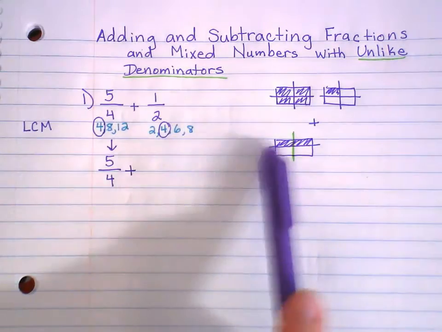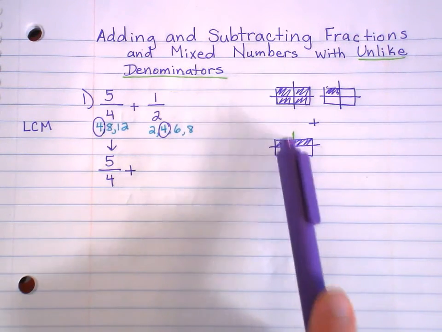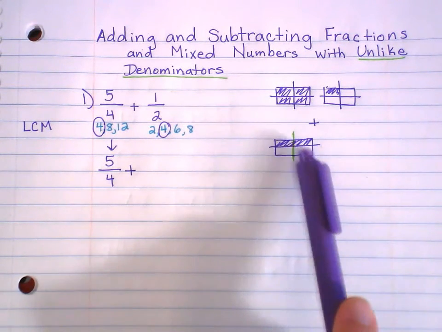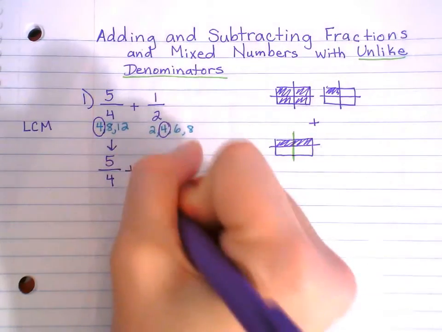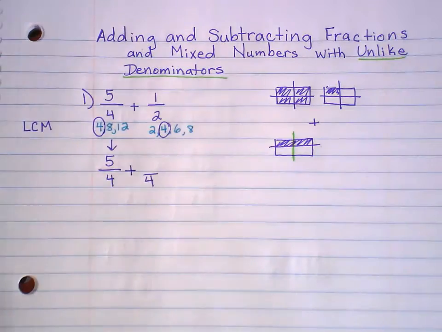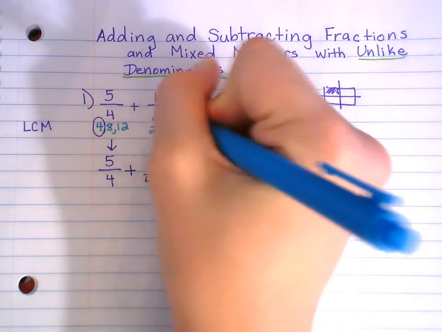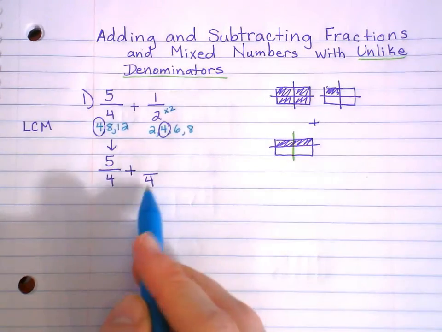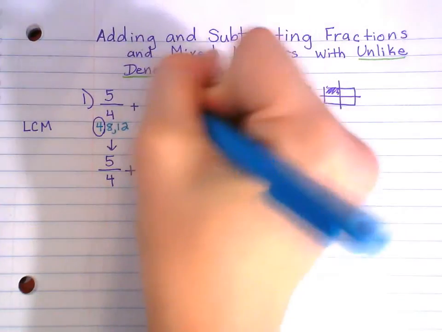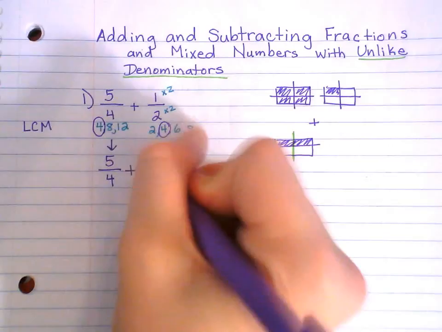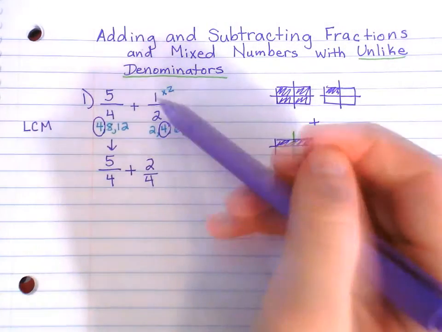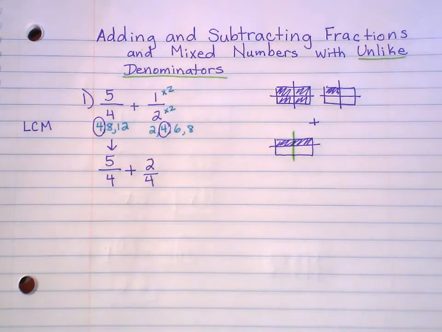Now we know 1/2, half of this Pop-Tart is actually 2 out of 1, 2, 3, 4. It's 2/4. So how do we get 2 to become a 4? Well, 2 times 2 is 4. What we do to the bottom, we have to do to the top. 1 times 2 is 2. So 1/2 and 2/4 are the same. They're equivalent fractions. They're equal.